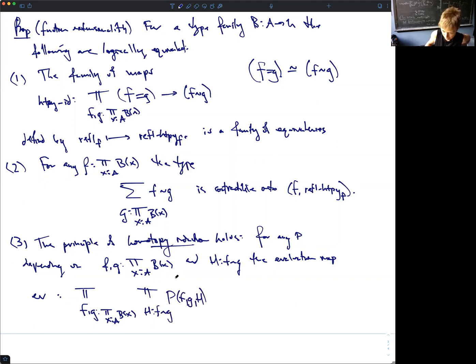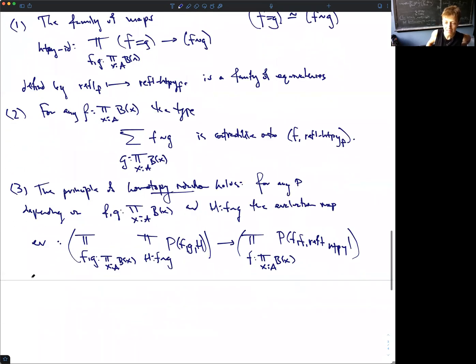So this is constructing a section of this entire type family. So I could map from here to the smaller dependent function type that would just give a section in the special case where I'm evaluating P at F, and this reflexive homotopy. And the statement of this principle of homotopy induction is that this map has a section.